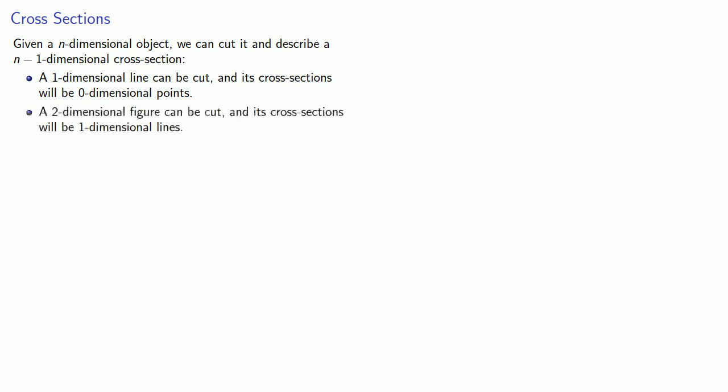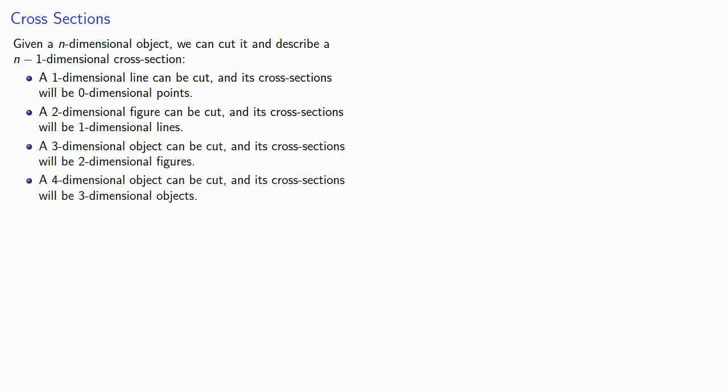A two-dimensional figure can be cut and its cross-sections will be one-dimensional lines. If we cut a three-dimensional object, we will get two-dimensional cross-sections. A four-dimensional object can be cut and its cross-sections will be three-dimensional objects, and so on. And so these objects can be viewed as a sum of slightly thick cross-sections.